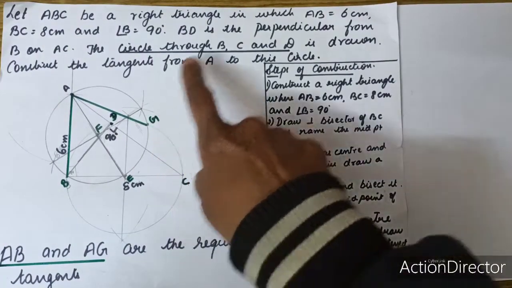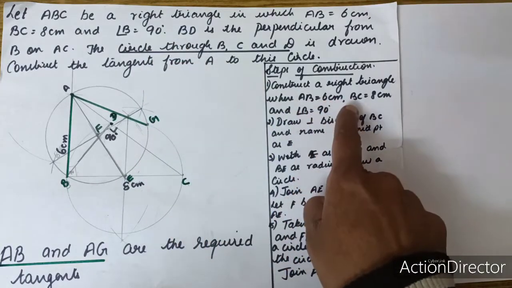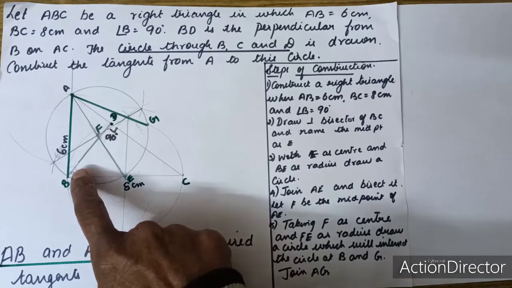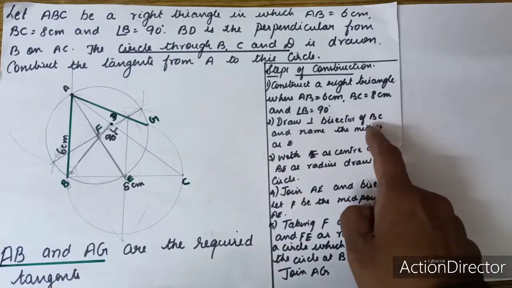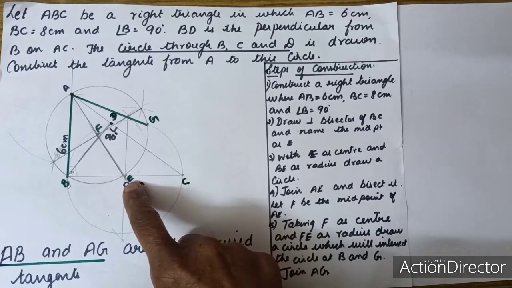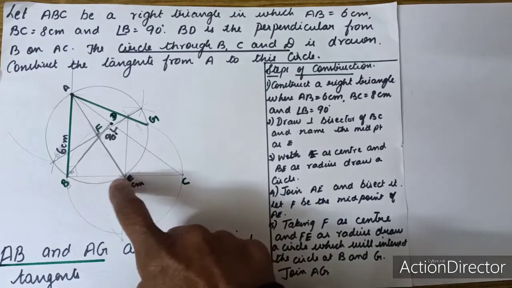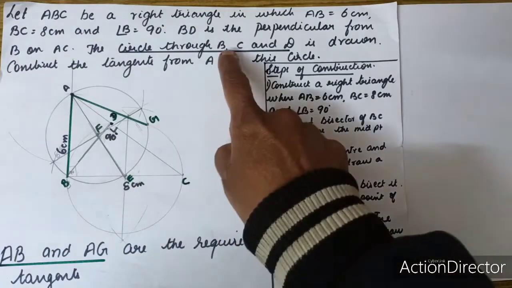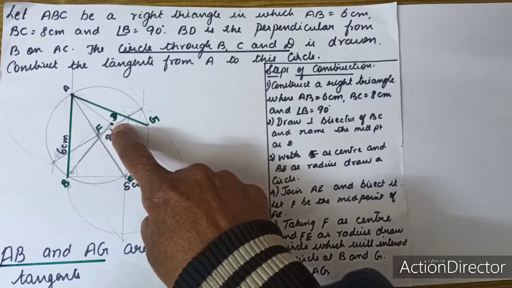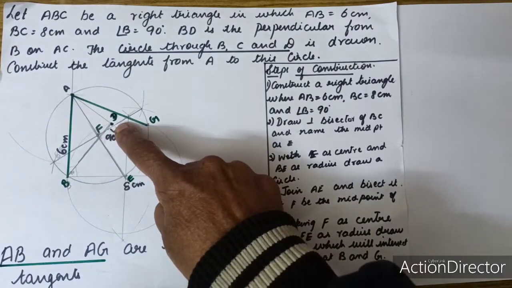So according to this question, first we have drawn a right angle triangle, that is ABC, where angle B is equal to 90 degree. Next up, we have drawn the perpendicular bisector of BC and named the midpoint as E. That is, we have found the midpoint of BC. Now with E as center and BE as radius, we have drawn a circle. This circle passes through the point B, C and D. Now angle D will be equal to 90 degree because angle in a semicircle is a right angle.